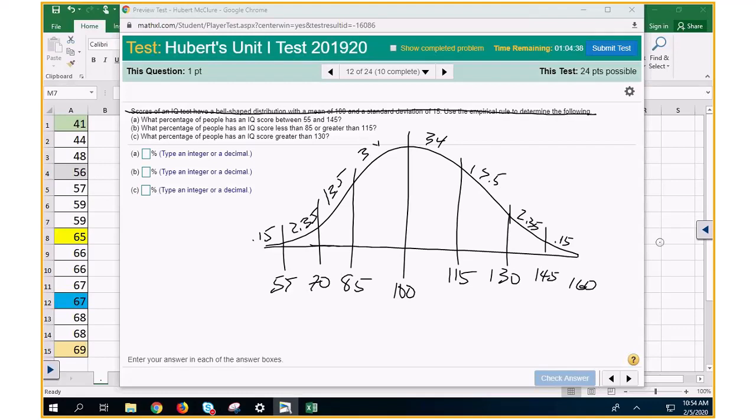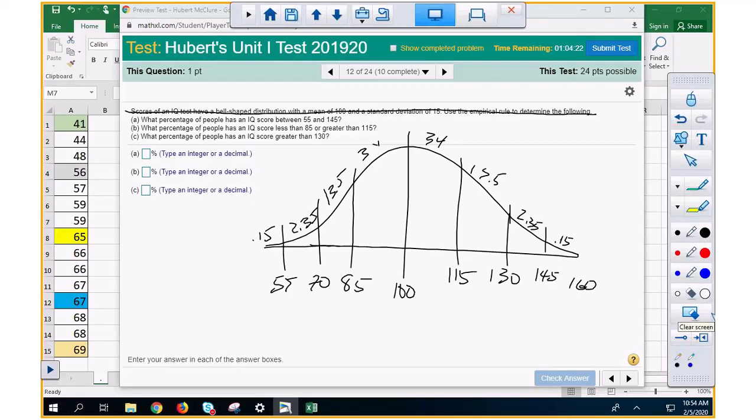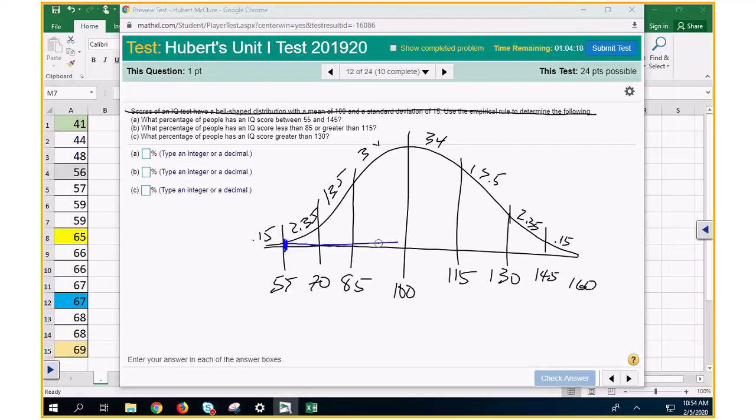I'm done. All I've got to do now is the empirical rule. So 55 and 145. I'm going to take my handy dandy blue marker and add up all the numbers between 55 and 145. So somebody add up all those numbers. Well, it's basically 99.85.